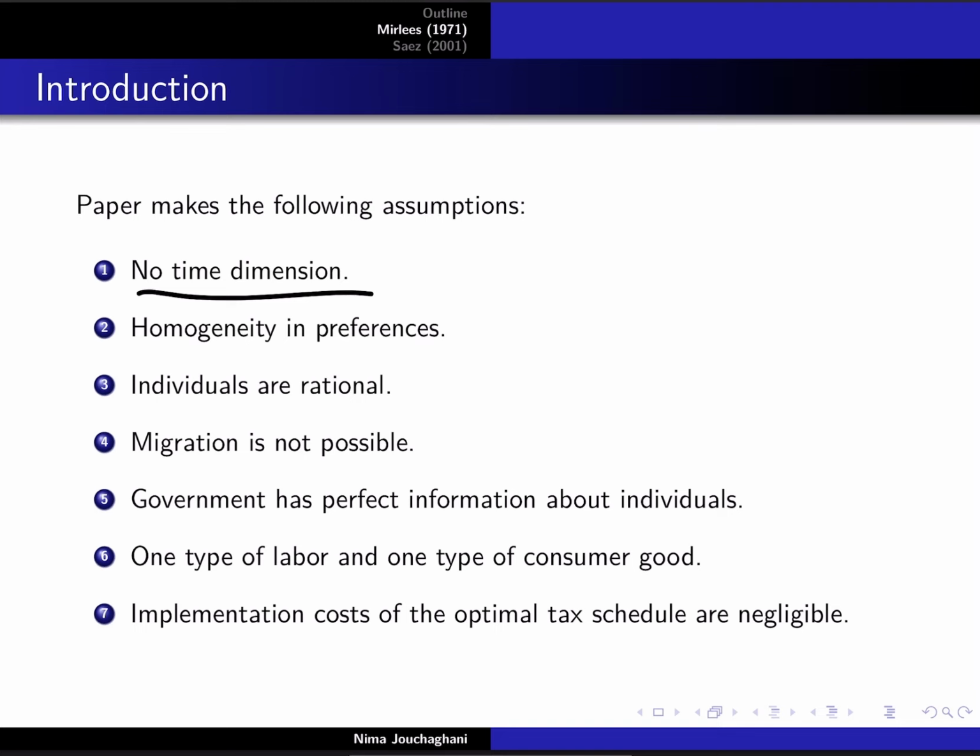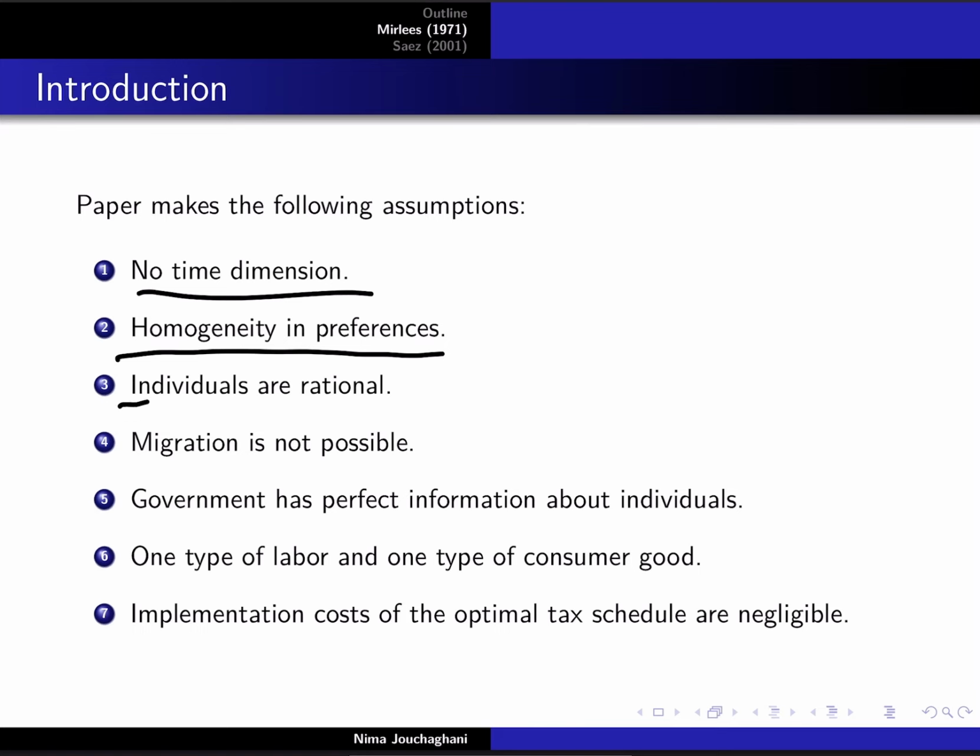Then there is homogeneity in preferences. That is to say that all the agents in this model have the same preferences. In the paper itself there is heterogeneity with respect to skill, but with respect to preferences there is no heterogeneity.